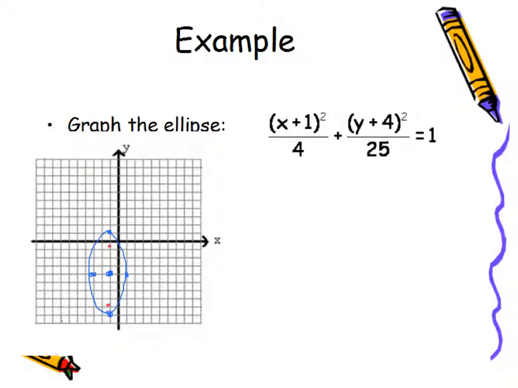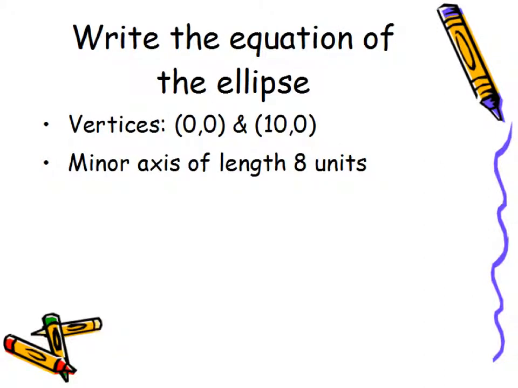Okay, let's try one more thing. Just like with the parabola and the circle, we also want to come up with that equation if we have some information. Okay, so on this one, I know where the vertices are on my ellipse, and I know how long the minor axis is. Could I come up with my equation?